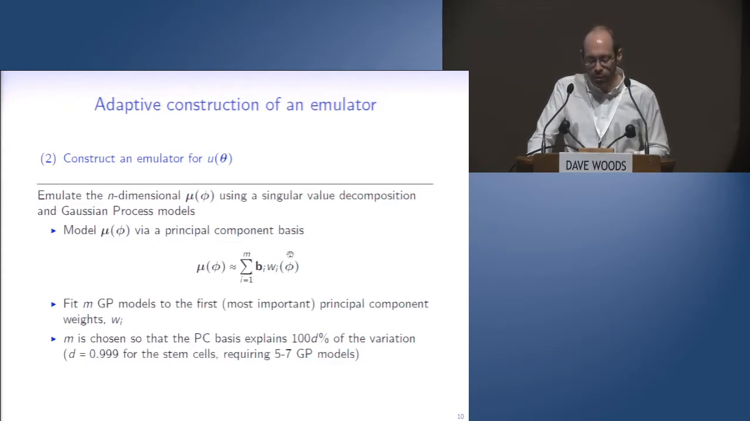And then we have our principal component weights, which we'll call W, and these we model as a function of phi, using Gaussian processes. So the only real decision we have to make here is how many principal components, how many basis functions we should have. We typically don't need very many principal components in order to describe most of the variation in our response. So in our stem cell example, using between 5 and 7 principal component weights explained the vast majority of the variability, and means that we have to actually end up estimating somewhere between 5 and 7 Gaussian process models.